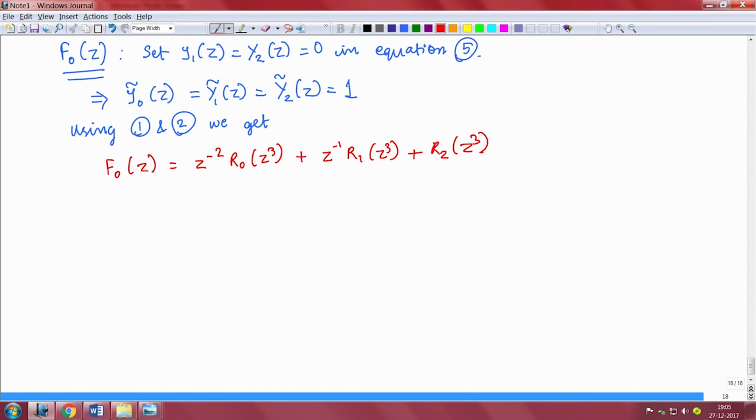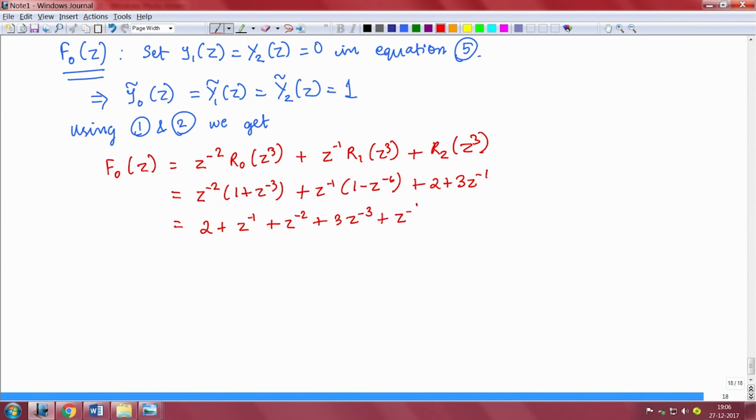So, we know the values of r0 of z, r1 of z and r2 of z. Let us substitute that. So, by substituting that we get z power minus 2 into 1 plus z power minus 3, plus z inverse into 1 minus z power minus 6, plus 2 plus 3 z inverse. So, on simplification we get this to be 2 plus z inverse plus z power minus 2 plus 3 z power minus 3 plus z power minus 5 minus z power minus 7.